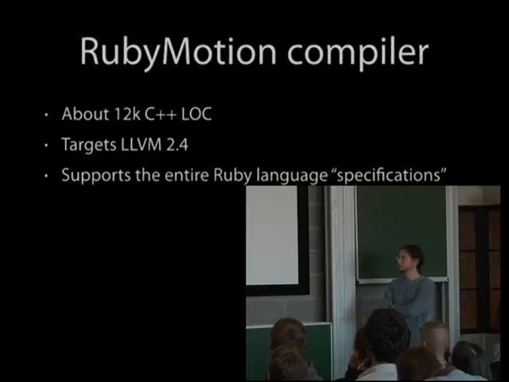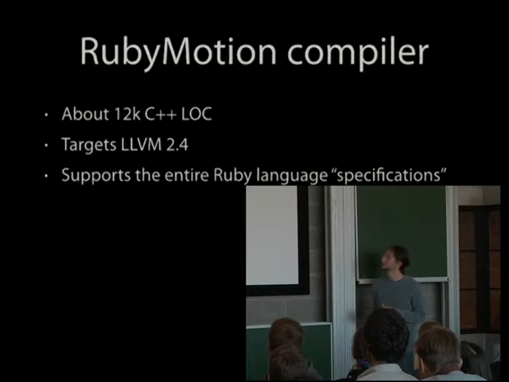There are not really specifications of Ruby, which is why I use quotes here. But there is an effort to actually create executable specifications for the Ruby language, because there are lots of implementations of Ruby now, and there is a part of that specification that defines the language, so all the keywords, etc. And the compiler supports everything.